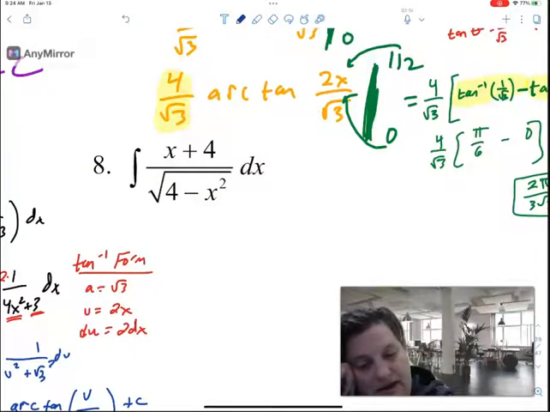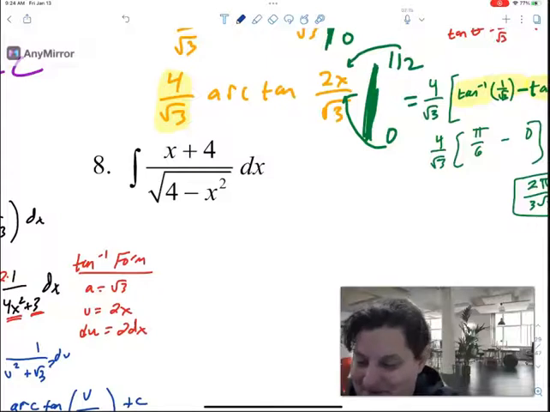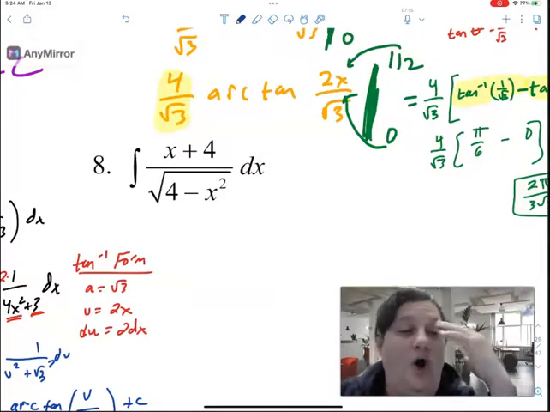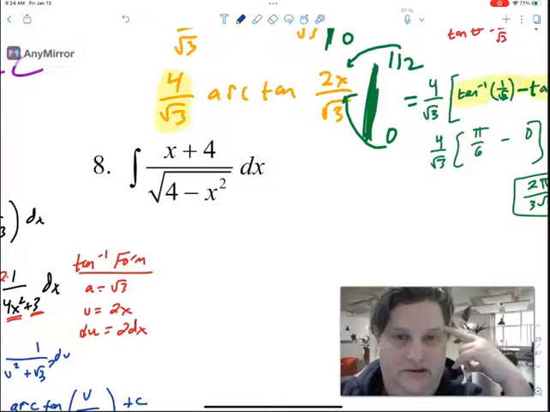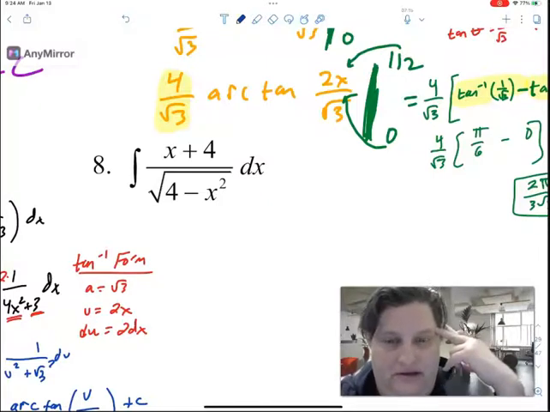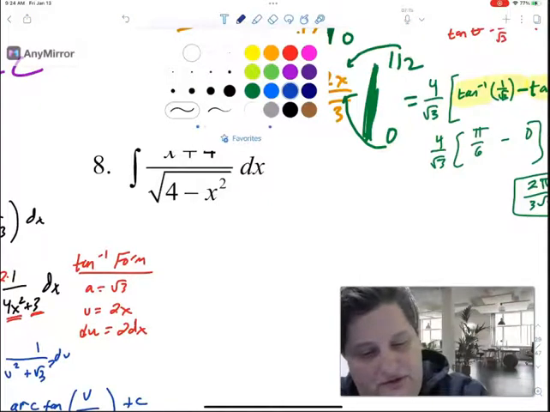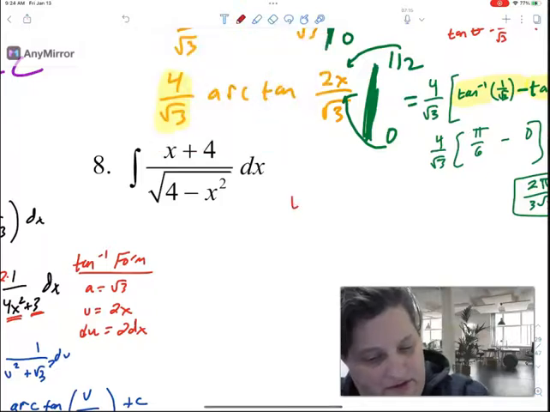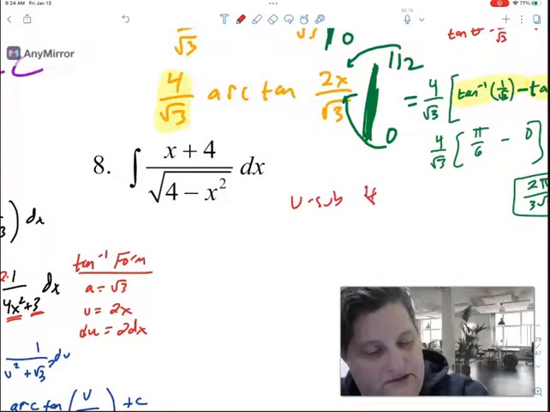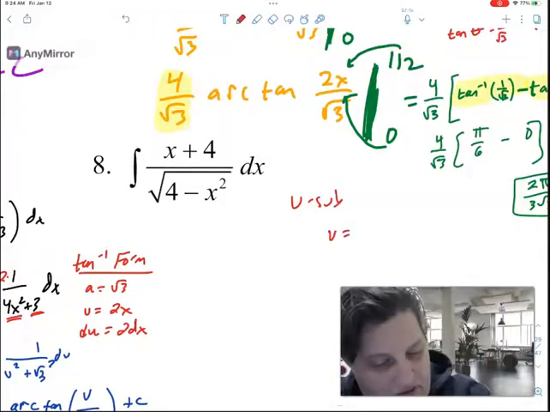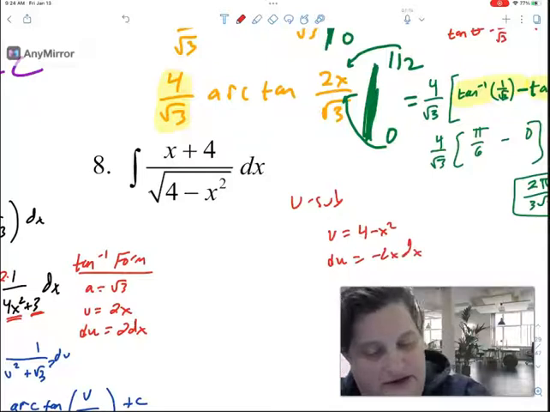Oh man, dang. Alright. This one is pretty crazy. Okay, you guys, these are like some of the hardest integral questions that you could possibly have, right? So I'm looking at this and I'm like, okay, I can't do u sub. Here's why I can't do u sub. If u is 4 minus x squared, du is negative 2x dx, but I can't make that a negative 2x with that plus 4 right there.